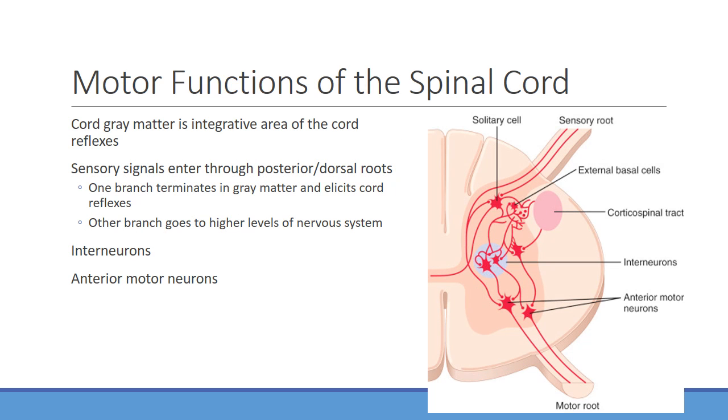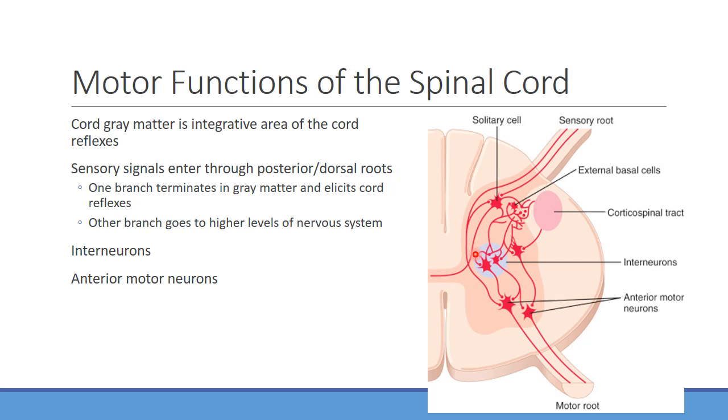But okay, so looking at the motor functions of the spinal cord, what we can see is that the cord gray matter is mainly going to be this nice integrative area for the cord reflexes. So we mentioned what's coming through the dorsal horn: a lot of sensory inputs. We're going to see that the anterior horn is mainly going to be focused on motor outputs, right? So it's going to be innervating the muscle itself. And then we're also going to have a lot of interneurons that are going to be involved here.